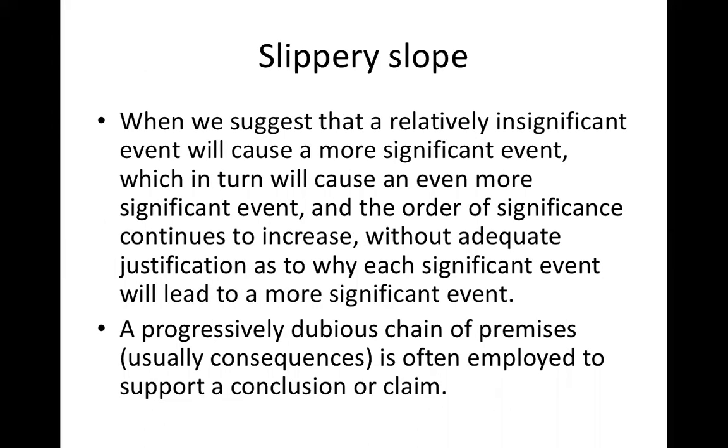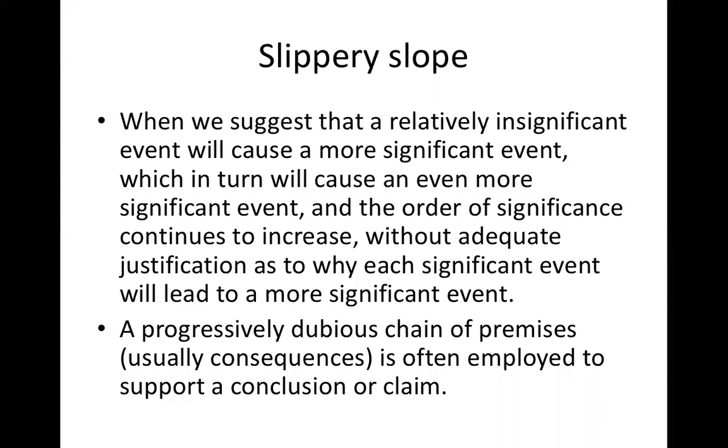Slippery slope. We commit the slippery slope fallacy when we suggest that a relatively insignificant event will cause a more significant event, which in turn will cause an even more significant event, and the order of significance continues to increase without adequate justification as to why each significant event will lead to a more significant event.